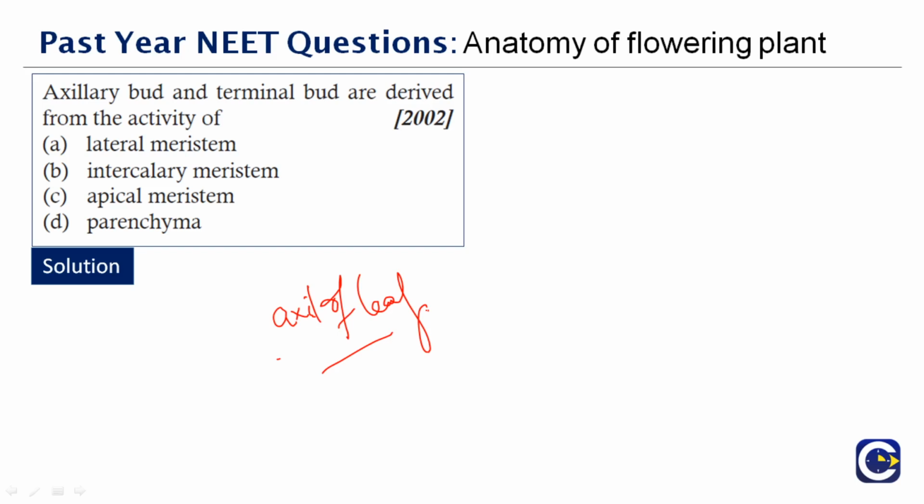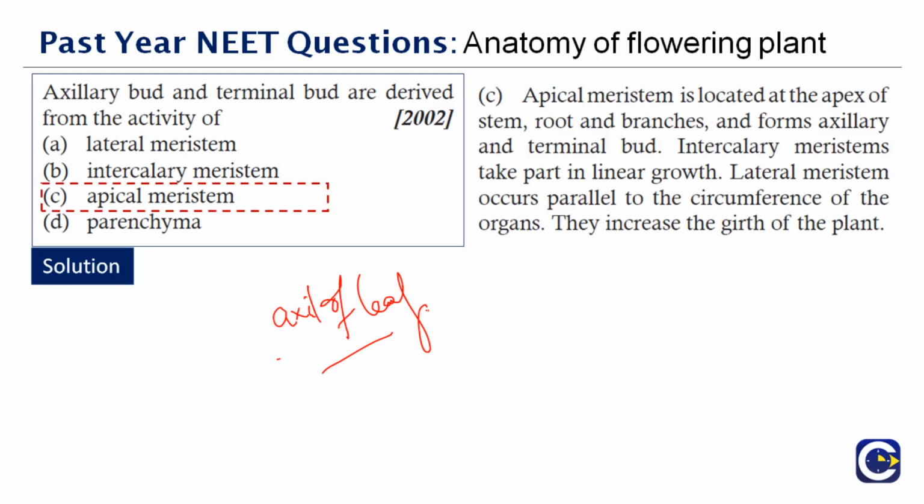So what is the meristem that will come here? If you see, it will be apical meristem, because we are talking about both the buds here, axillary and terminal. So terminal apical meristem has to come there. If you're only talking about axillary bud, then we have to think about it. Since we are taking both into consideration, you have to think apical meristem is located at the apex of the stem, root and branches, and it forms the axillary and the terminal bud. While if you take intercalary, lateral or parenchyma, especially intercalary, they take part in linear growth. Lateral meristem occurs parallel to the circumference of the organs, and they increase the girth of the plant, which we saw already. Therefore, the correct answer to this question is option C, apical meristem.